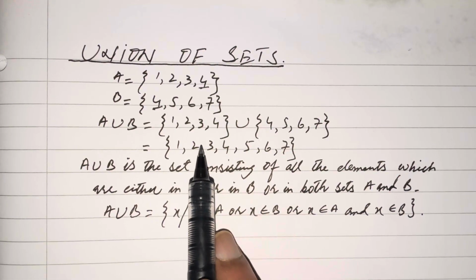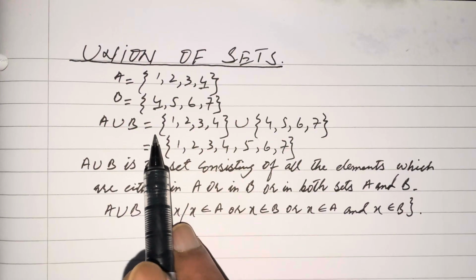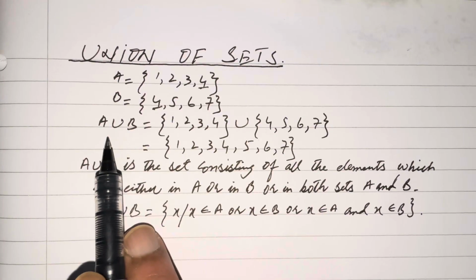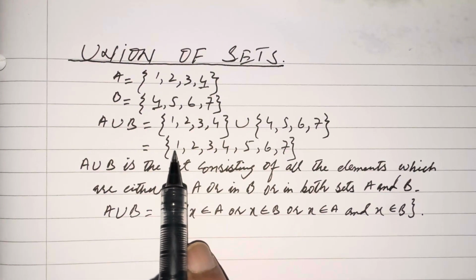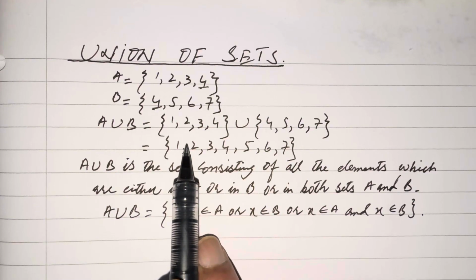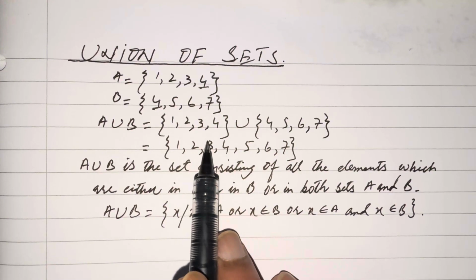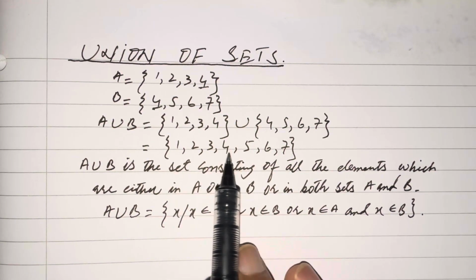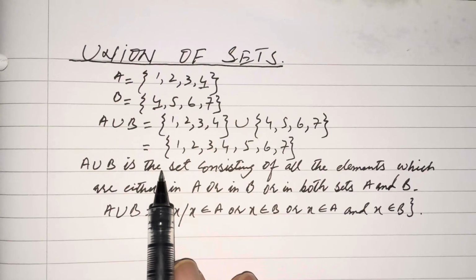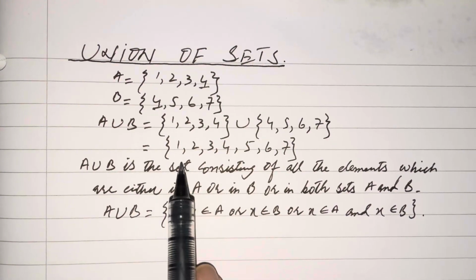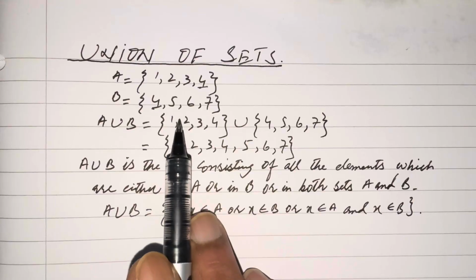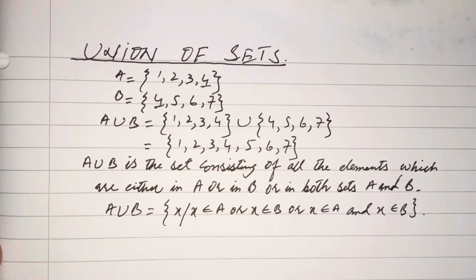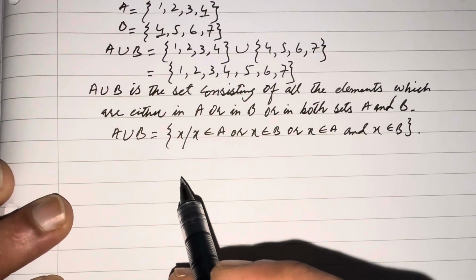So A union B, in simple words, we can say that if we find the union of two sets A and B, A union B will consist of all the elements given in set A and set B, and that can be written in this form. That's the way we can find the union of any given sets. Let's take another example.